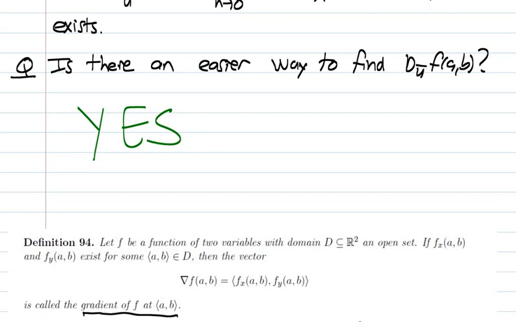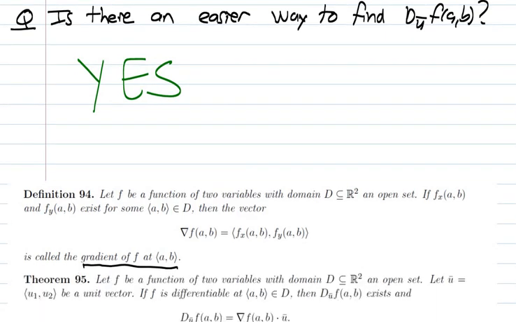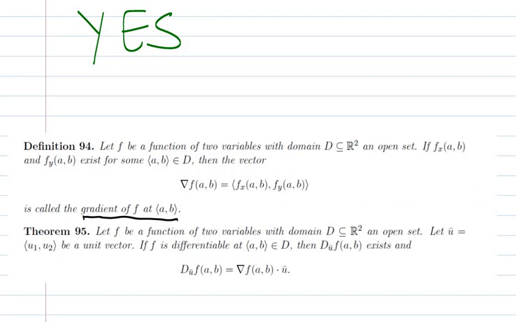And now to answer the question, is there an easier way to find the directional derivative? The good news is yes. And the answer is in Theorem 95, and it goes as follows. Let f be a function of two variables with domain D, which is a subset of R2, which is open. Let u be a unit vector. If f is differentiable at (a, b), then we can use this theorem. And then we know that the directional derivative of f at the point (a, b) in the direction of u exists for any direction u, and we have a neat little formula.